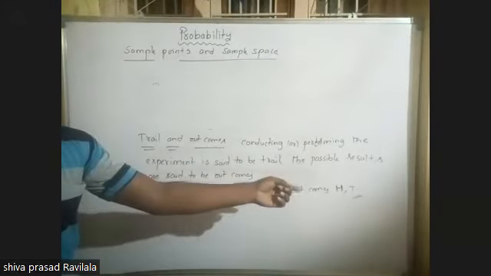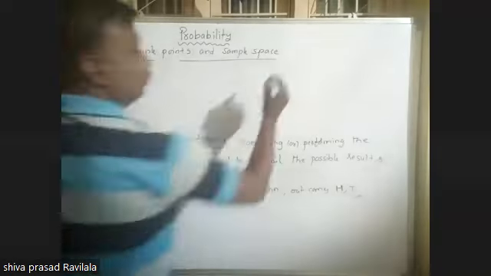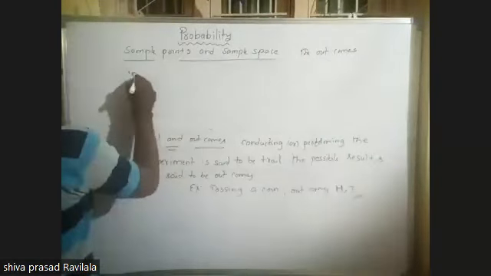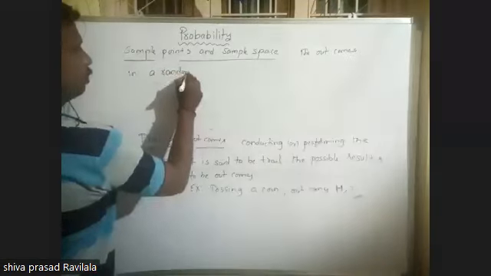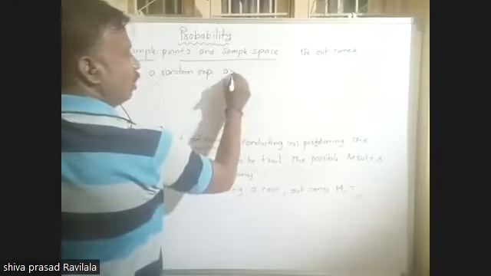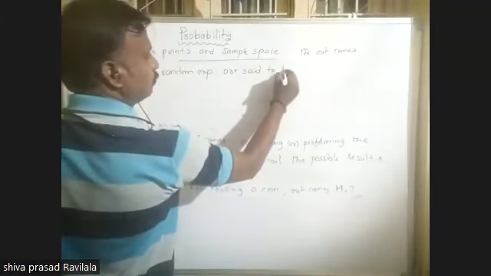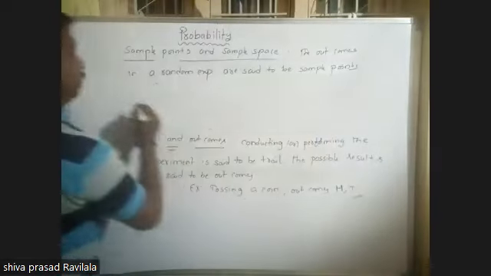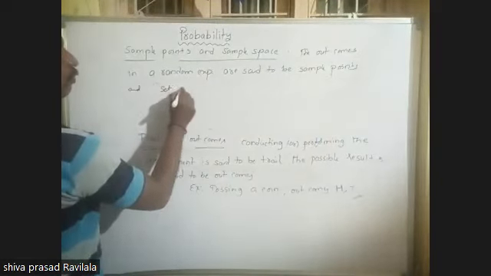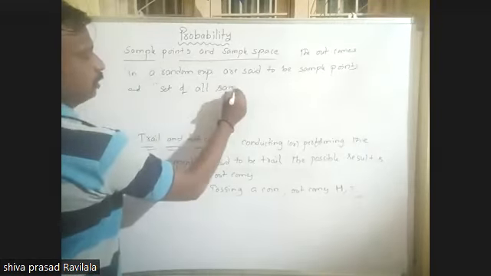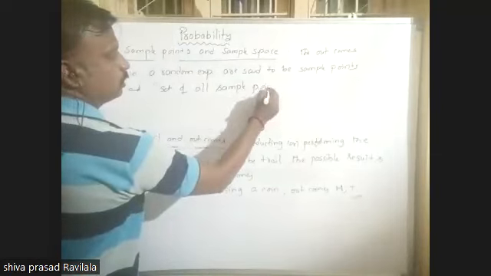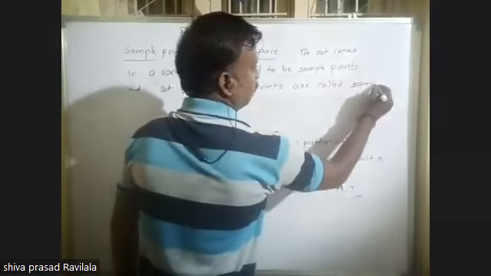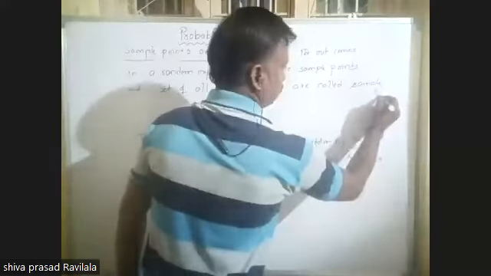The set of all sample points is said to be sample space. For example, simply I am writing: the outcomes in a random experiment are said to be sample points, and the set of all sample points is called sample space.